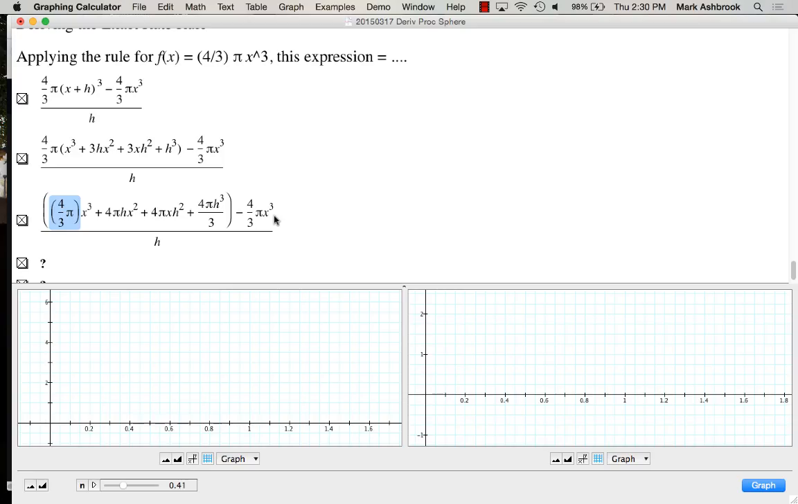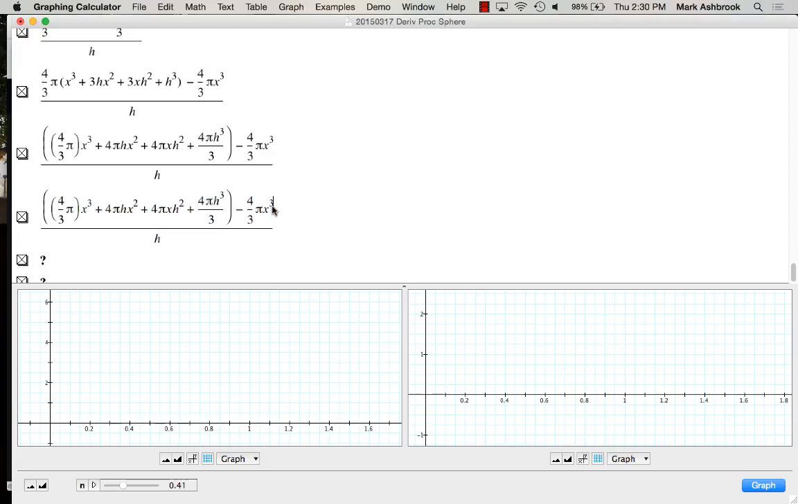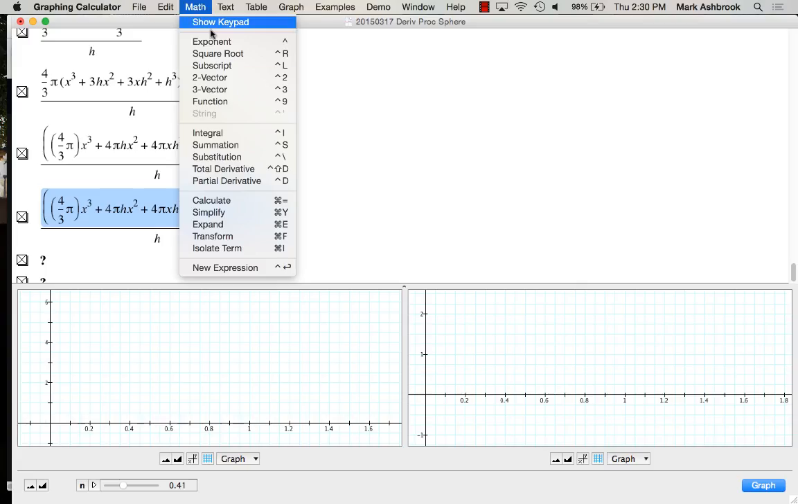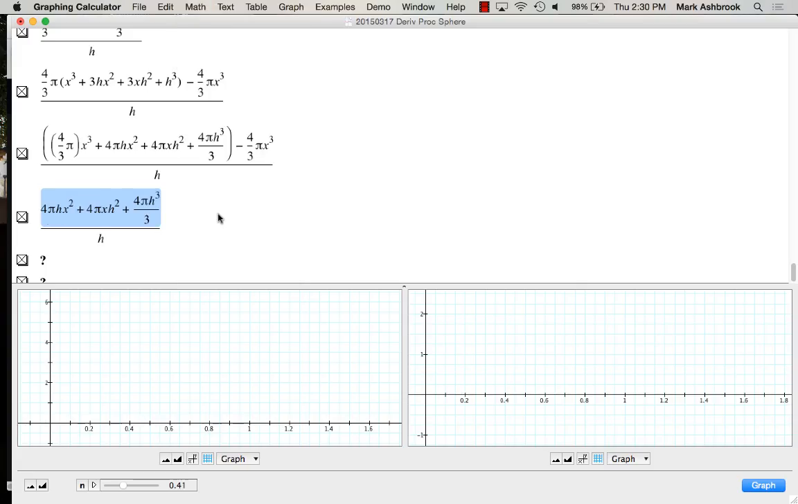There's a minus 4/3 pi x cubed. All right, so I'll take this whole thing, copy and paste. Now if I highlight the whole top and do simplify, it will subtract off those. You've got the positive and the negative version of the same term. I'll do simplify, and it'll go bye-bye. So now we just have those three terms.